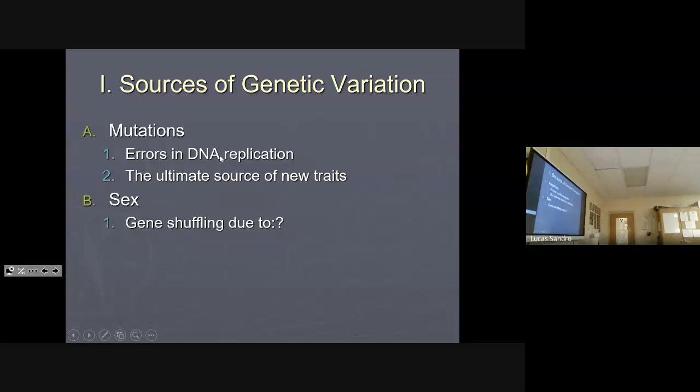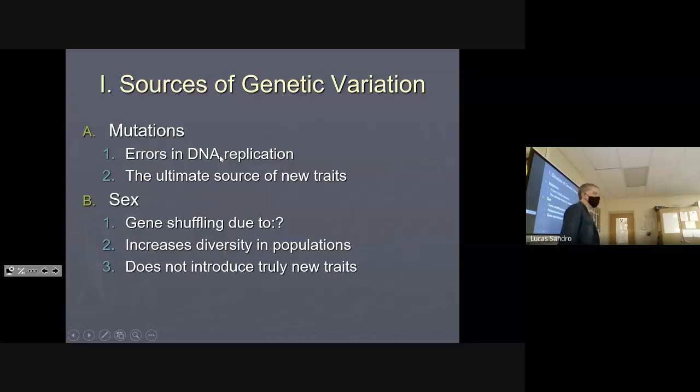That way increases the differences between members of any sexually reproducing population. It's great. It makes evolution happen faster because it increases diversity. However, don't make the mistake of thinking that sex actually creates diversity. It doesn't make new traits. It just scrambles up the ones that are there.